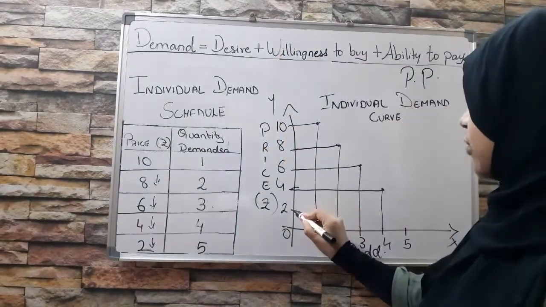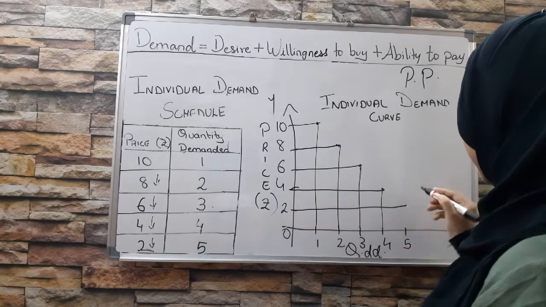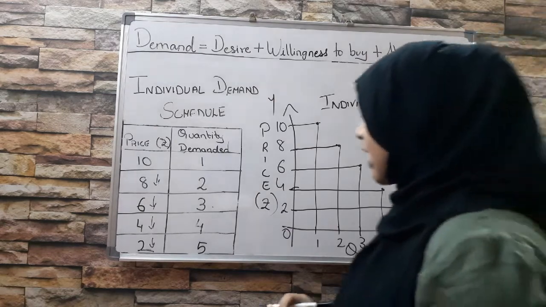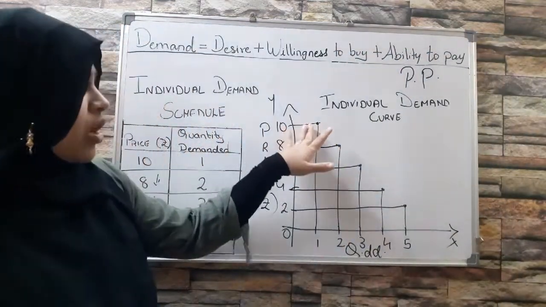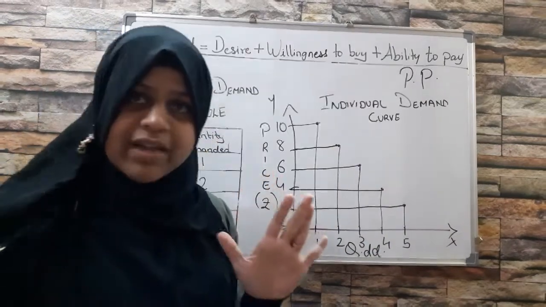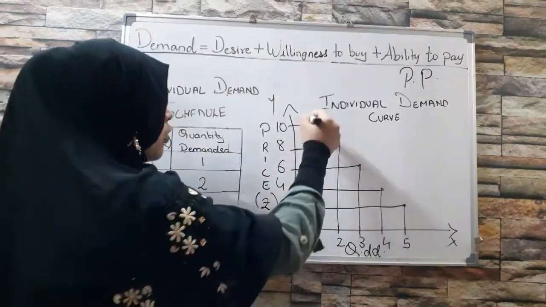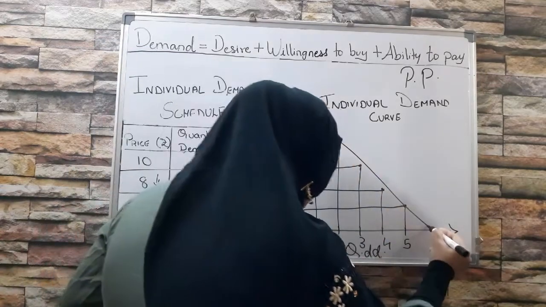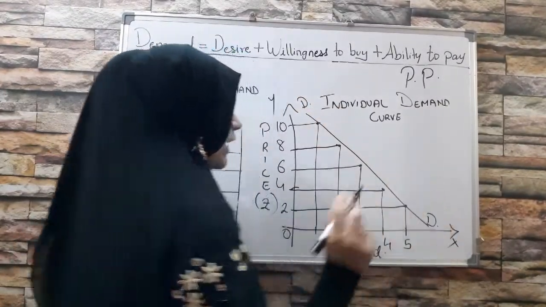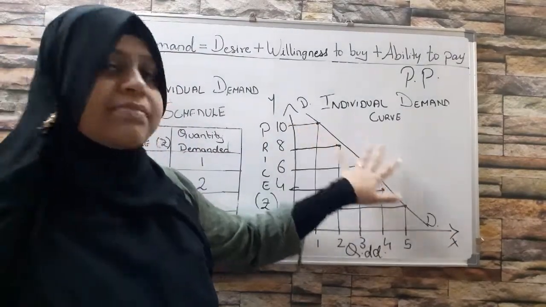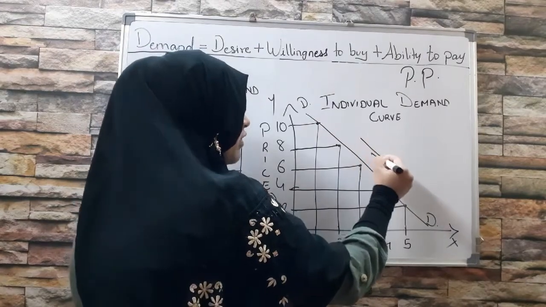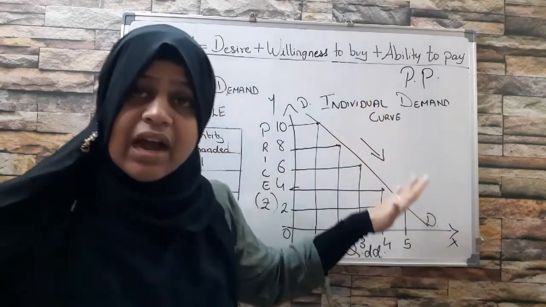So in the line of 2 and in the line of 5, you will again make a dot and join it. Now these dots that you have made with a nicely sharpened pencil and a scale, you are going to join these dots. Alright, and you're going to label it as DD. DD is my demand curve, and this demand curve is sloping downwards.